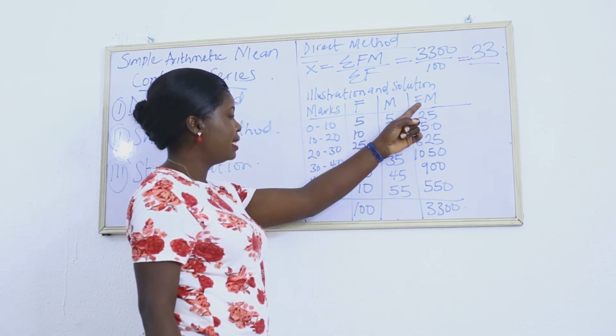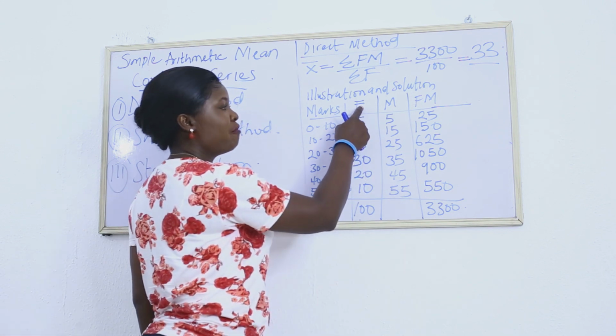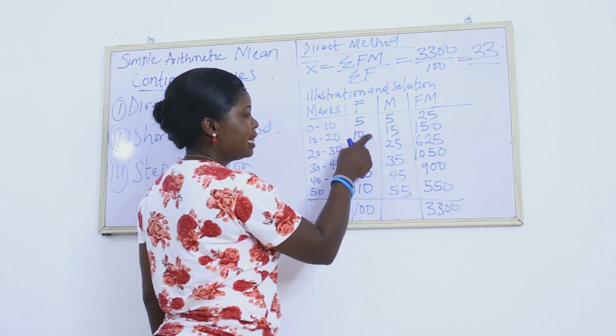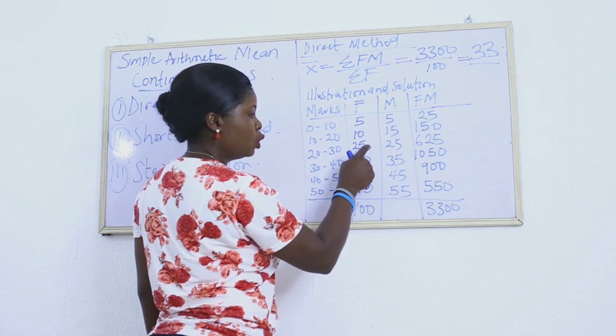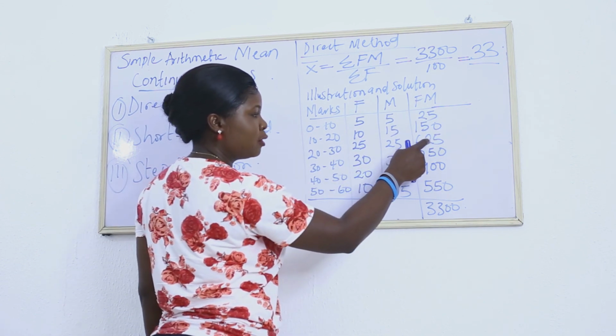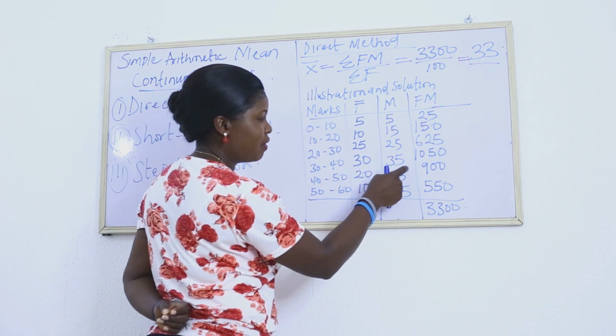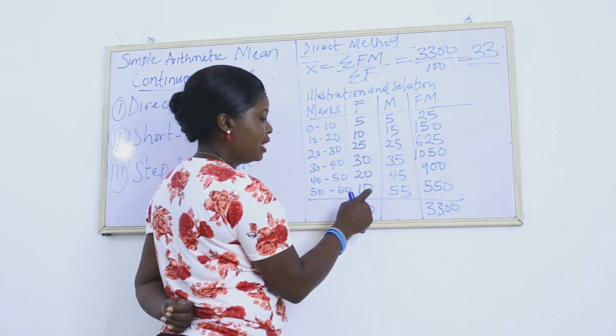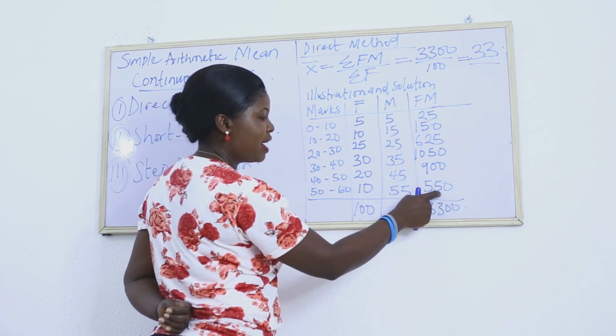And the next thing is to multiply f and m. F and m will be 5 times 5, 25. 10 times 15, 150. 25 times 25, 625. 30 times 35, 1050. 20 times 45, 900. 10 times 55, 550.